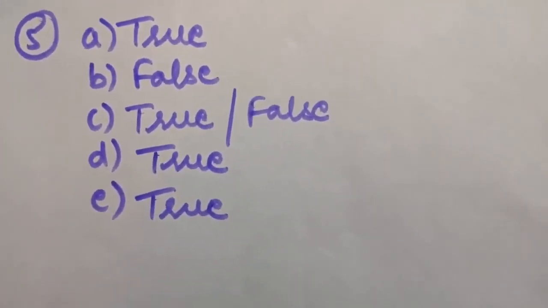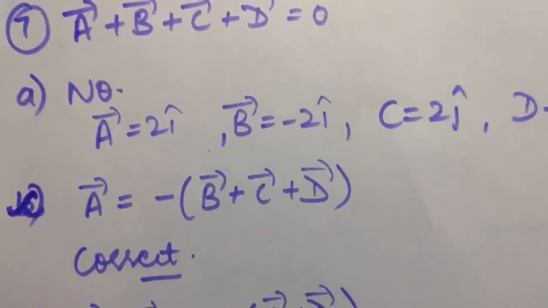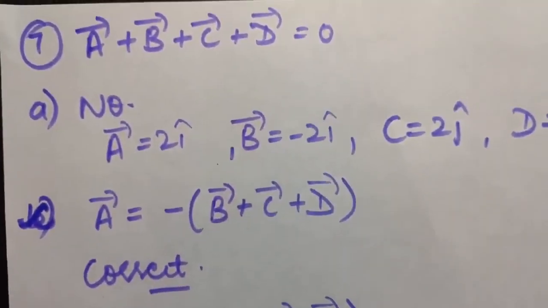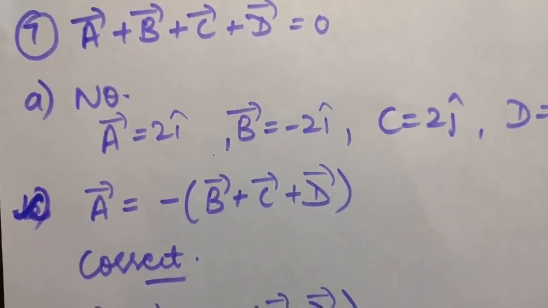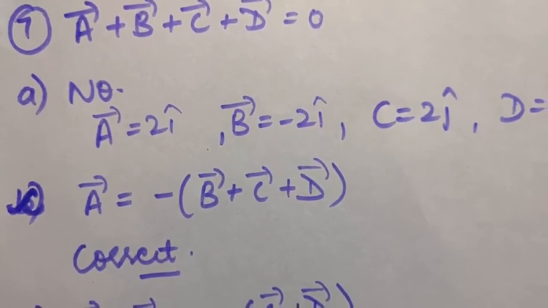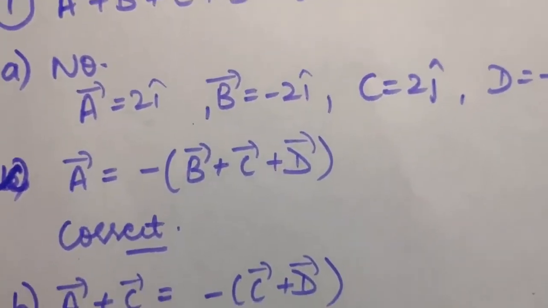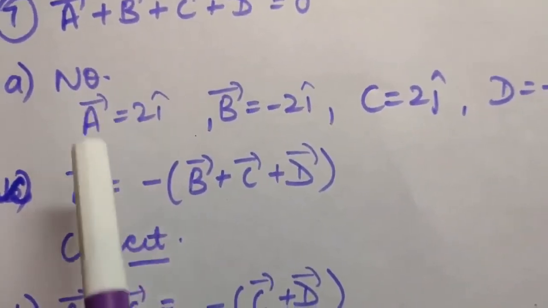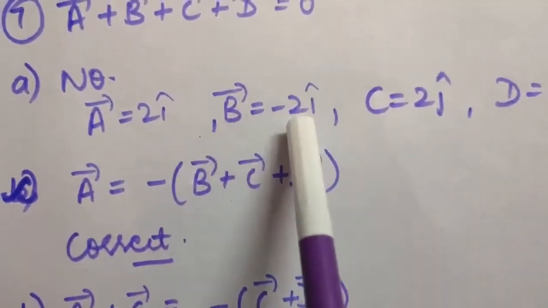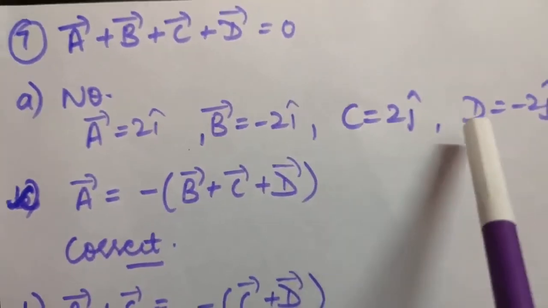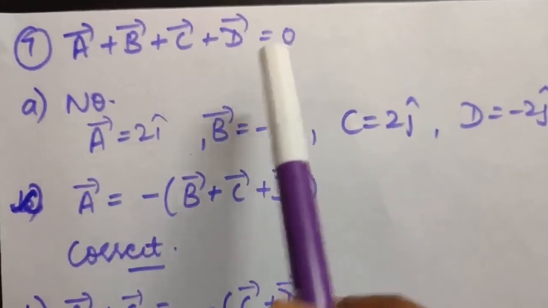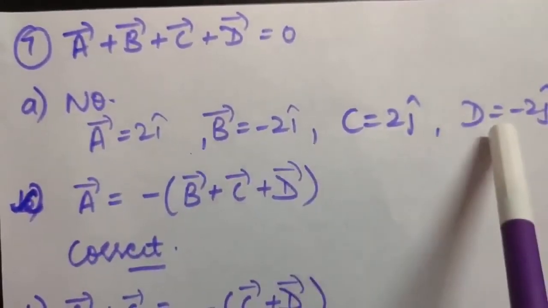So it is true. Okay, so the seventh question says given that a plus b plus c plus d is equal to 0, you have to state which of the statements is correct. So the first statement is a, b, c, d must all be null vectors. This is not correct, because look at this example. If I take A to be 2i cap, B to be minus 2i cap, C to be 2j cap, and D to be minus 2j cap. Now if you add all of them, you will get 0, but they are not null vectors.